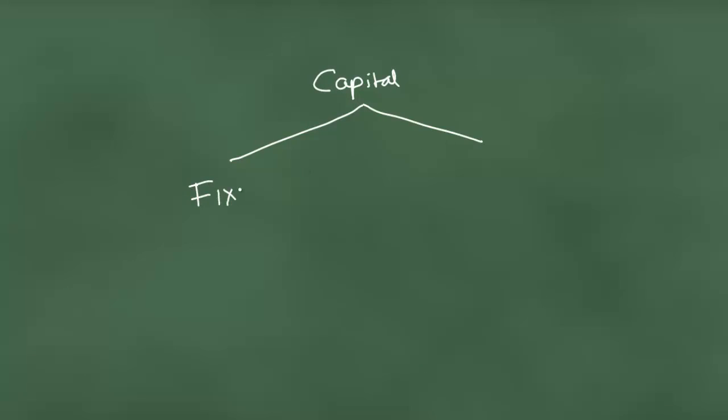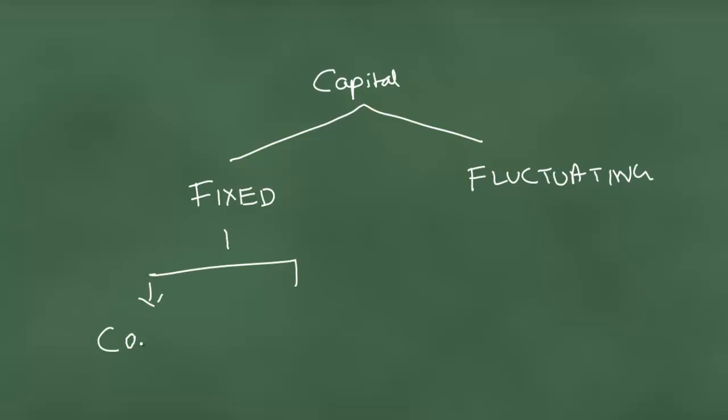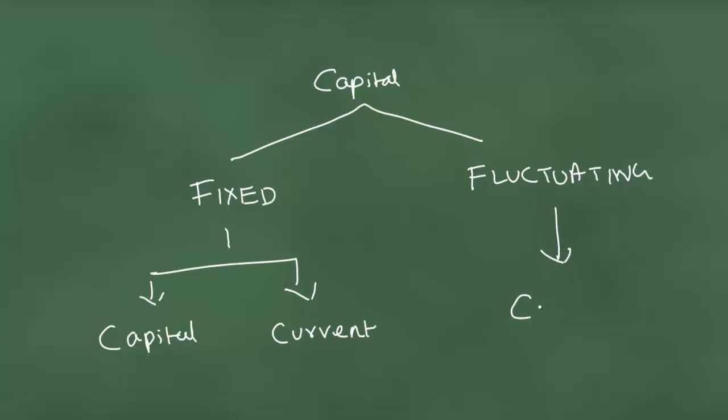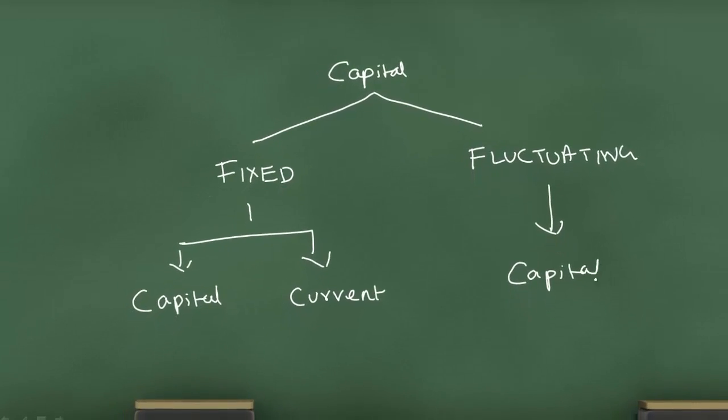For partnership capital accounts there are two methods. One is fixed capital method and the other one is fluctuating capital method. In fixed capital method we have to prepare two accounts, namely capital account which will remain fixed and current account where all adjustments will be made, whereas in fluctuating capital method only one account will be prepared, that is capital account, and all adjustments will be parked in that. So let's go back to the question.